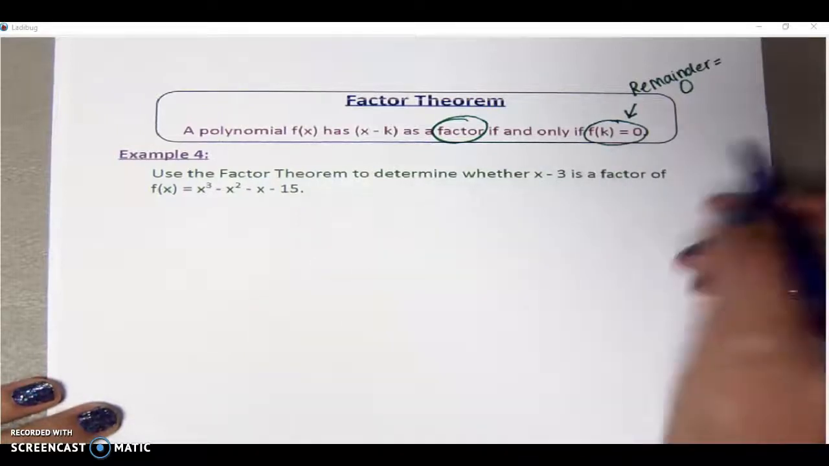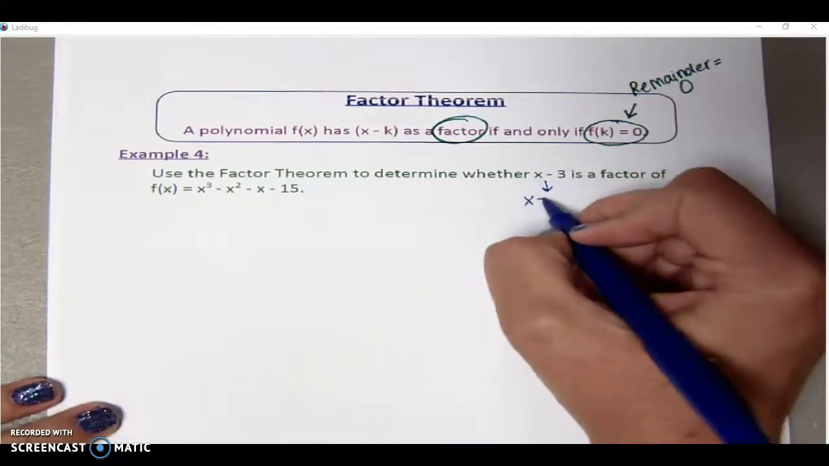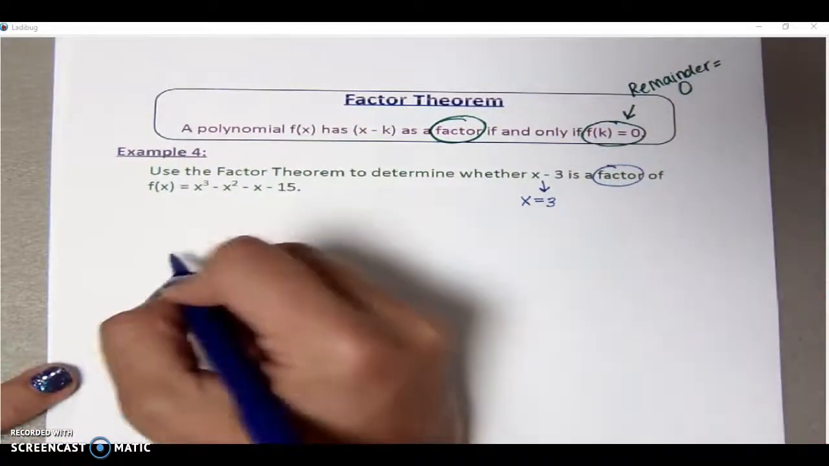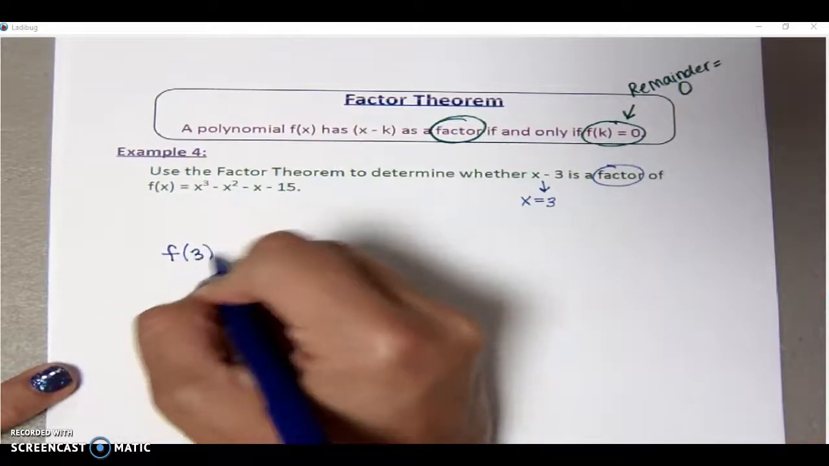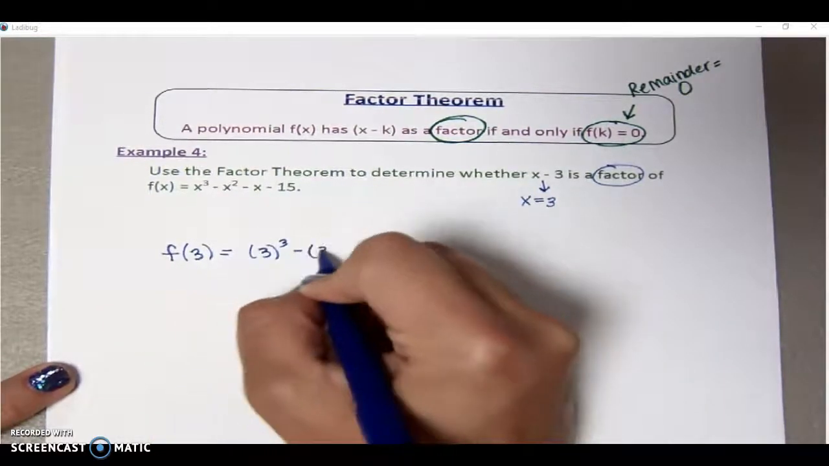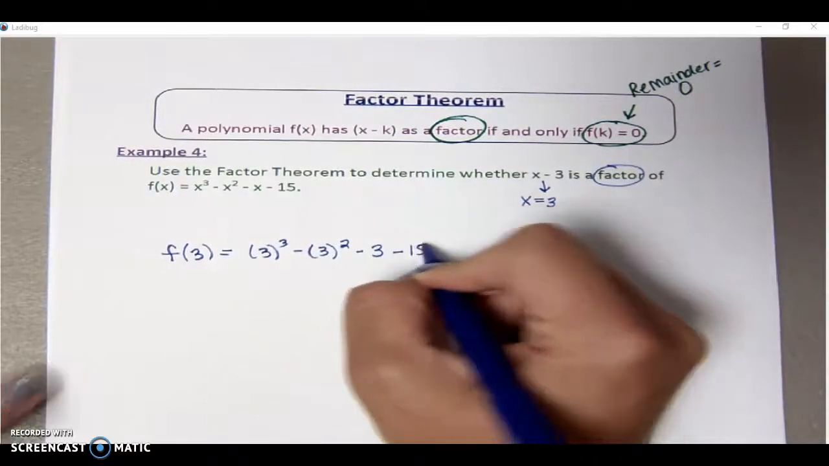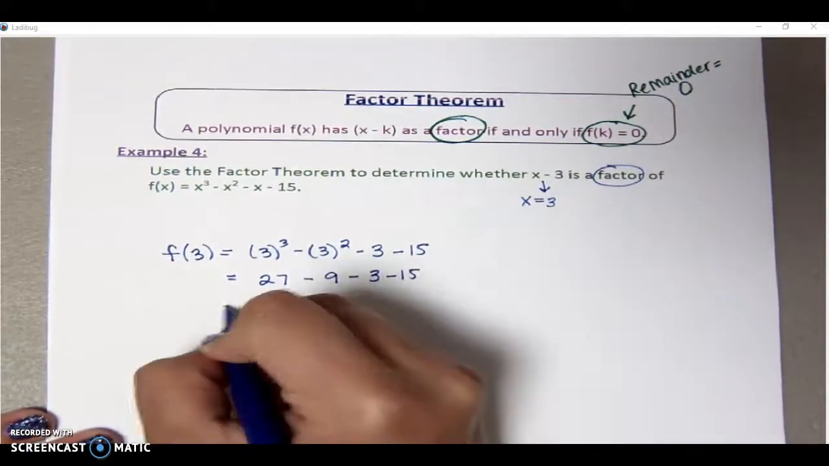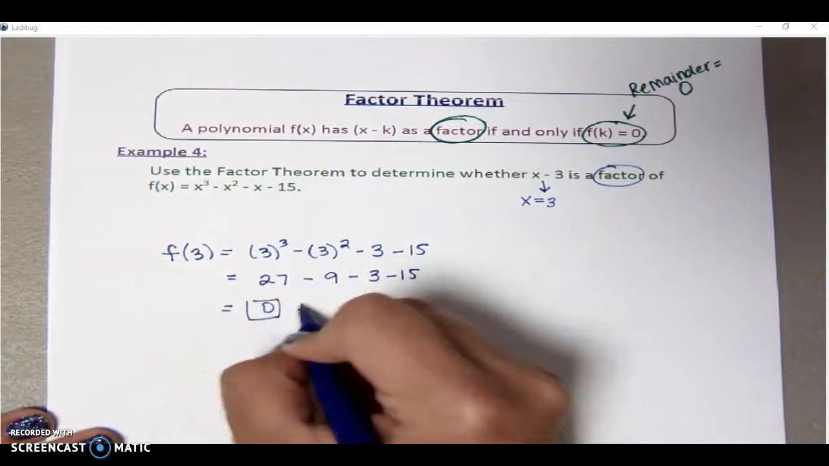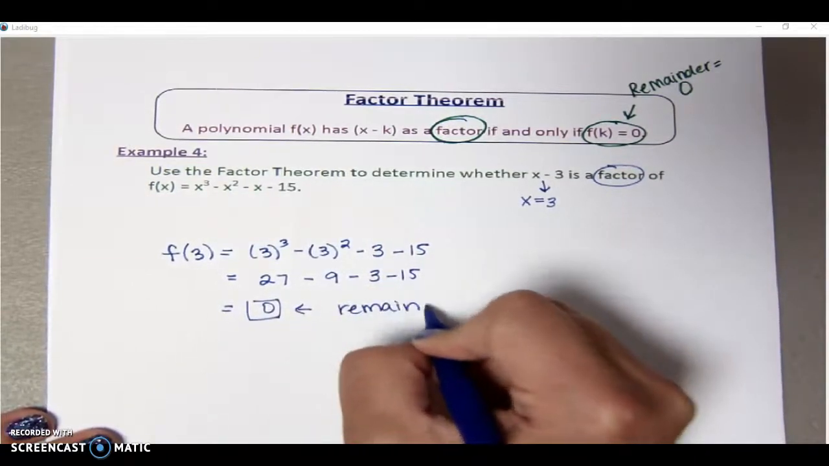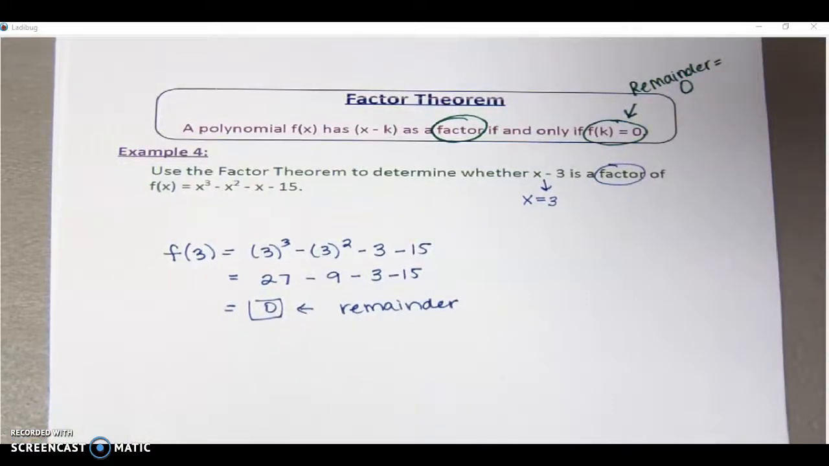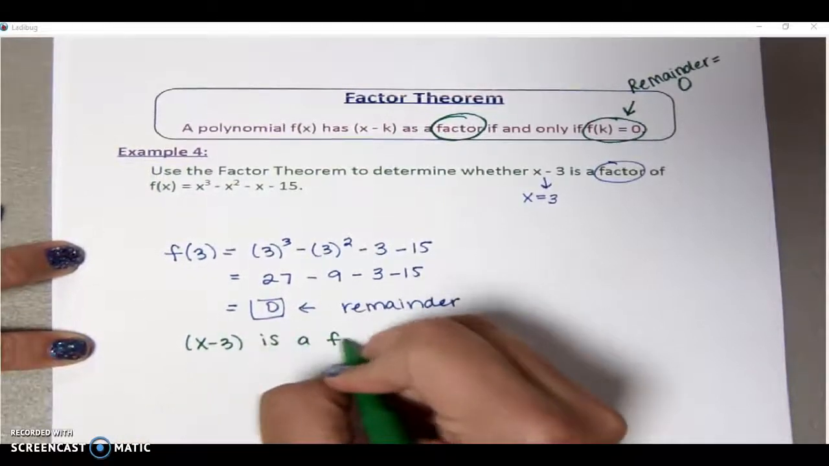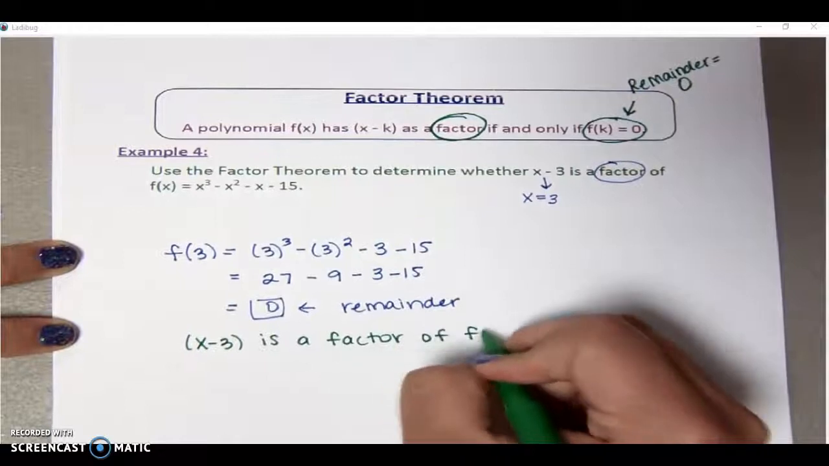So we're trying to use the factor theorem to determine if x minus 3, so in other words x equals 3, is a factor of this f of x. So all we care about is the remainder. So we can use that remainder theorem that we just did. We can plug in this 3 here. So if we plug in, that does give us 0. So 0 here is the remainder. Well, if the remainder is 0, that means it goes into it perfectly. So we can say here, x minus 3 is a factor of f of x.